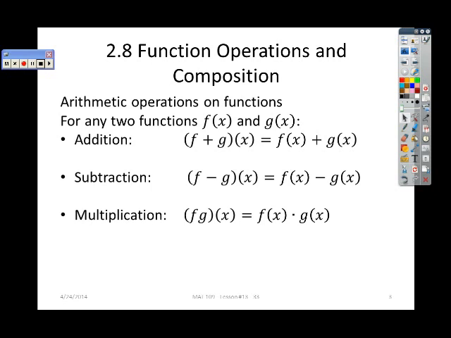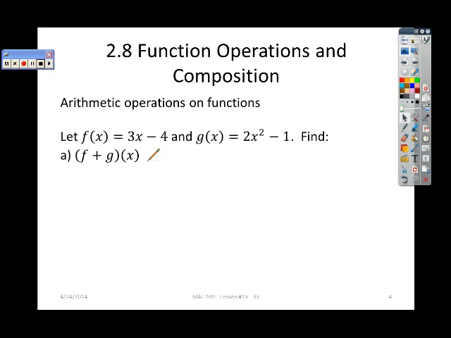Product, you don't actually put a symbol between them. You use the implied multiplication. Anytime two things are side by side, they're multiplied together. So f times g of x. Division, f divided by g of x. And it's literally just exactly the way it looks. You're just doing that operation.